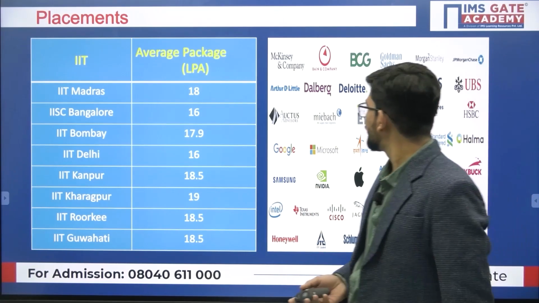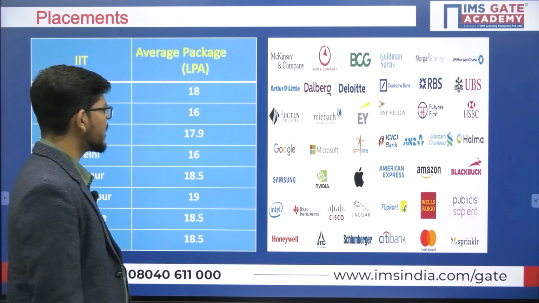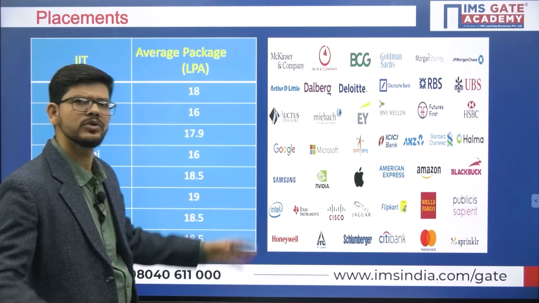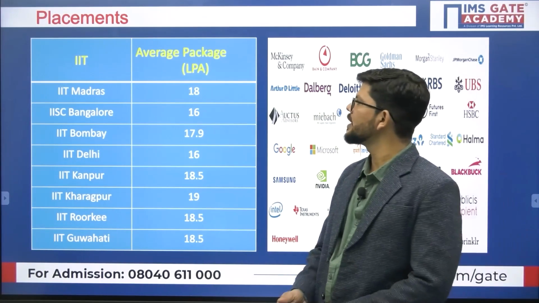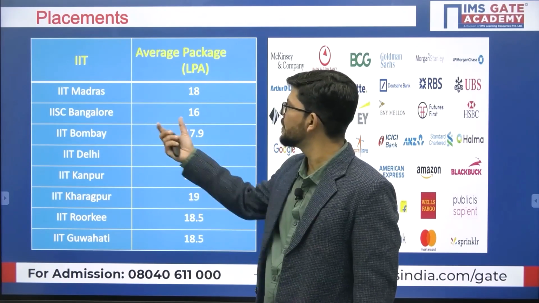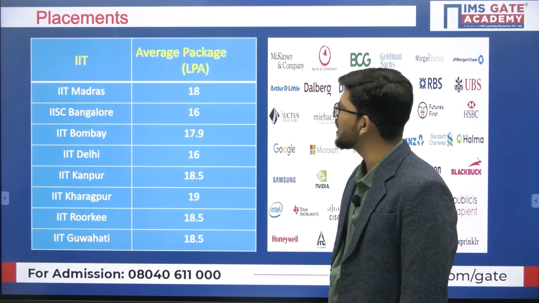The famous companies that visit IITs, for electrical guys, are Intel, Texas Instruments, General Electric, and so many others. You can see their names here. Talking about the average placement, the average package in lakh per annum: for IIT Madras it was around 18, and for IISc Bangalore it was around 16 lakh per annum.